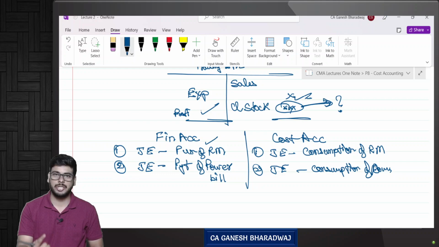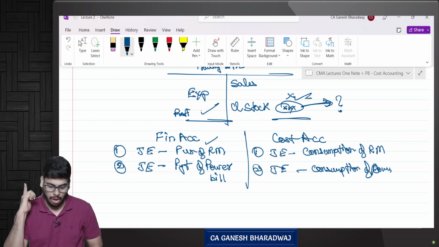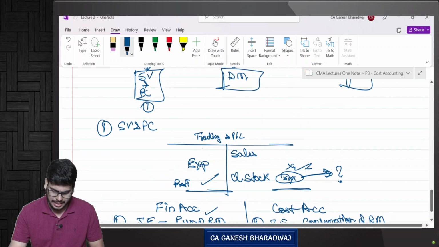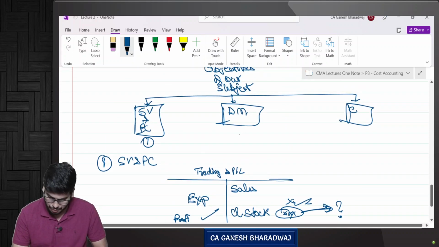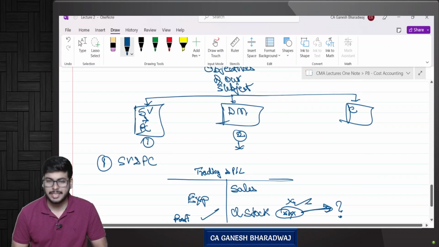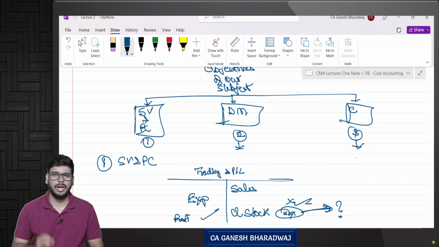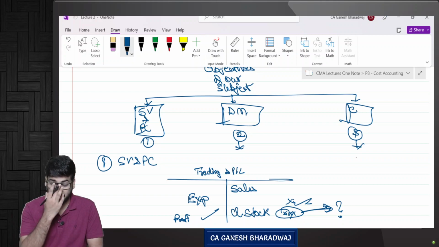So the first objective of our subject is called stock valuation and profit computation. Are you clear with this? Yes. Now, what is the second objective of our subject? That is called decision making, and the third objective of our subject is called control. Now I'll just give you a small example for control.